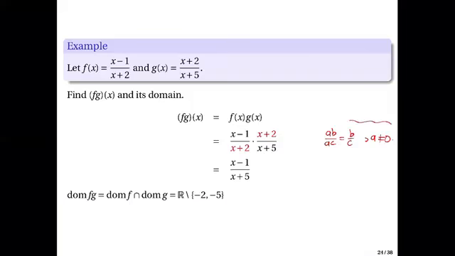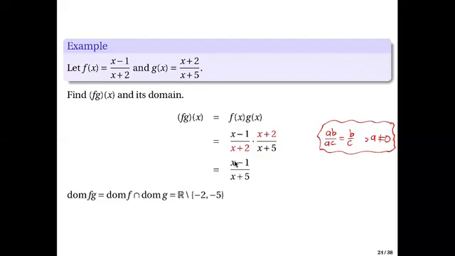So remember this. This is your cancellation law. And take note, x plus 2 will never be 0. Why? Because you removed it from the domain of f. Okay? x plus 2 will never be 0, and therefore you can cancel them.